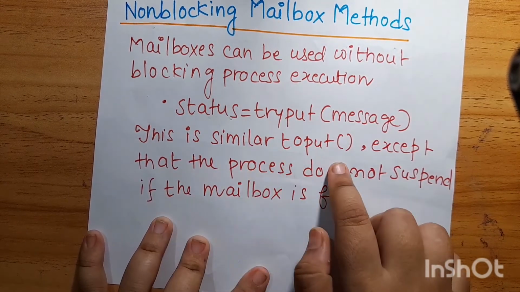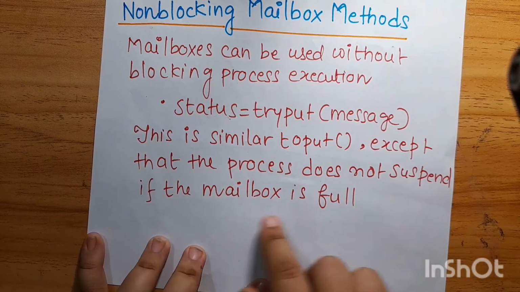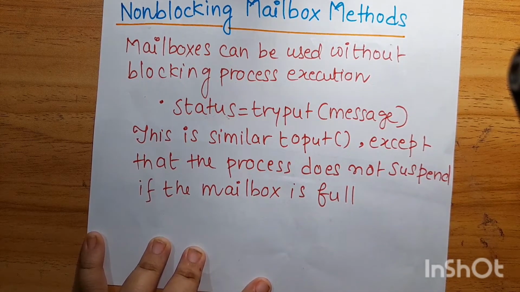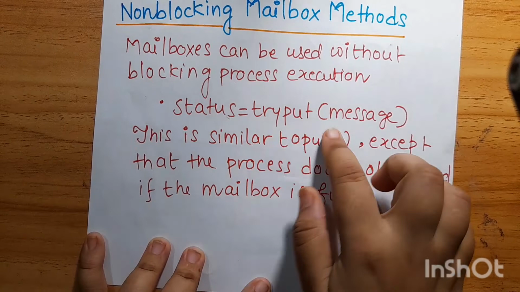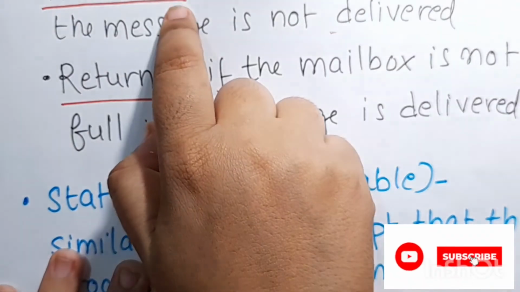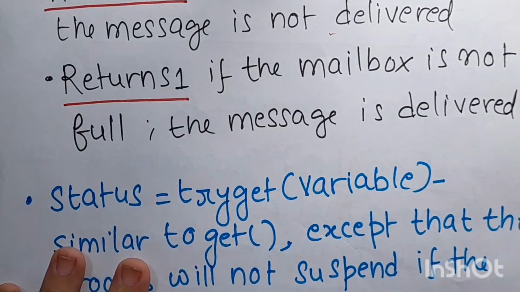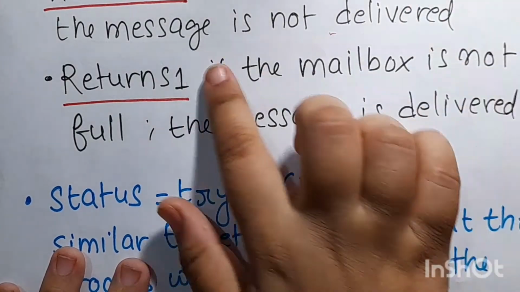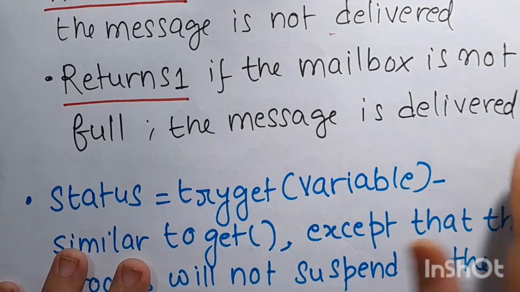This is similar to the put method, except that the process does not suspend if the mailbox is full. The status returns a value 0 or 1, telling whether this try_put is successful or not. If the status value is 0, that means try_put returned 0, so the mailbox is full and the message is not delivered. And if the status comes as 1, that means the mailbox is not full and the message is delivered.